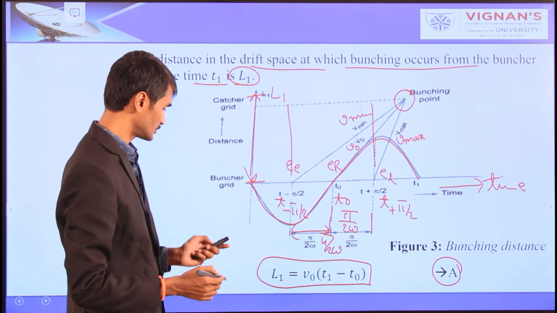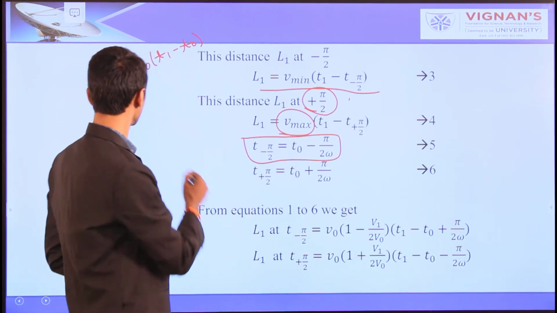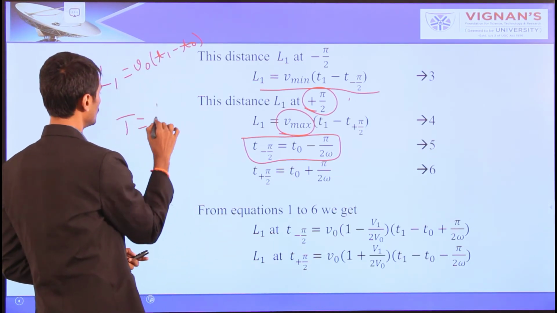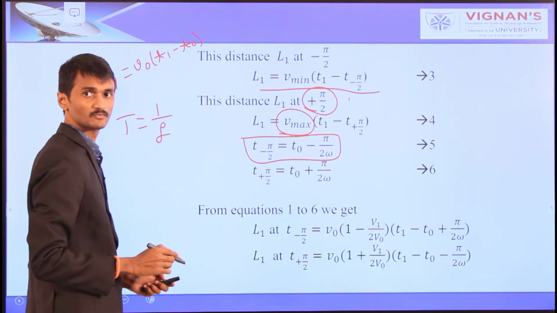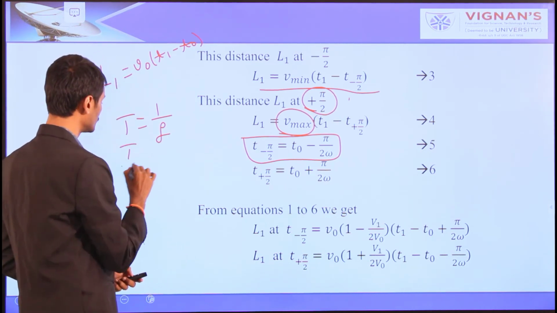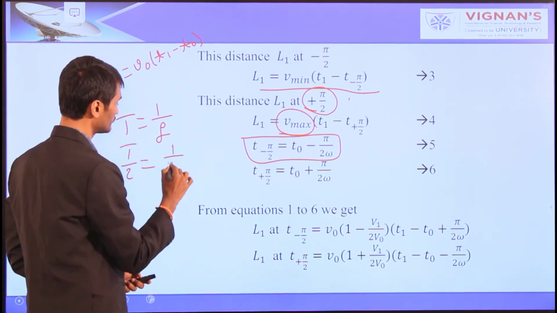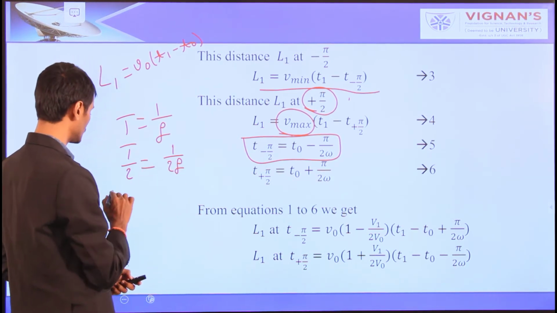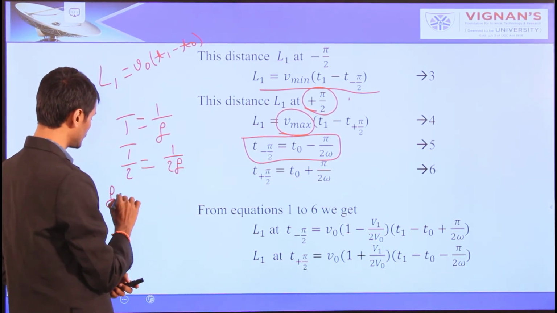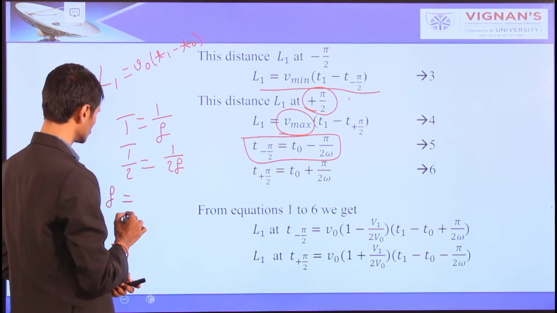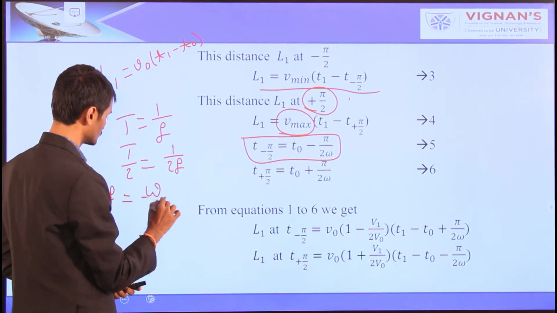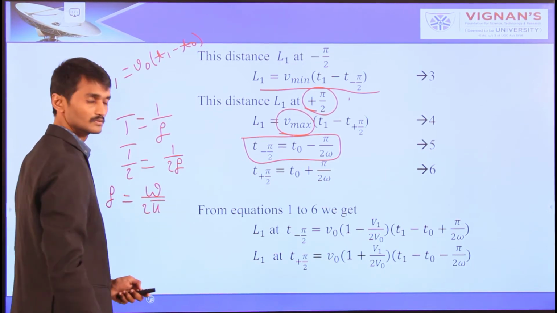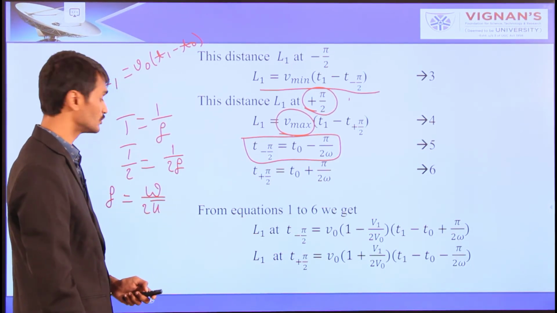Okay, so first we know that T is equal to 1 by F. T by 2 is equal to 1 by 2F. So we know the relation between frequency and angular frequency omega: F is equal to omega by 2 pi.